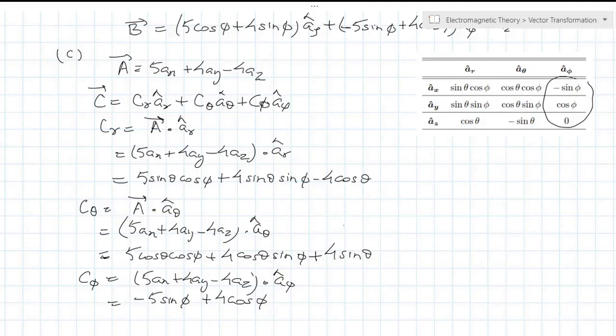Why? Because you can see the last value, the last cell is 0, and it is the answer of the multiplication of az and a phi. So we are doing this az and a phi dot multiplication here, so the last term will be 0. So we are here presented with CR, C theta and C phi.